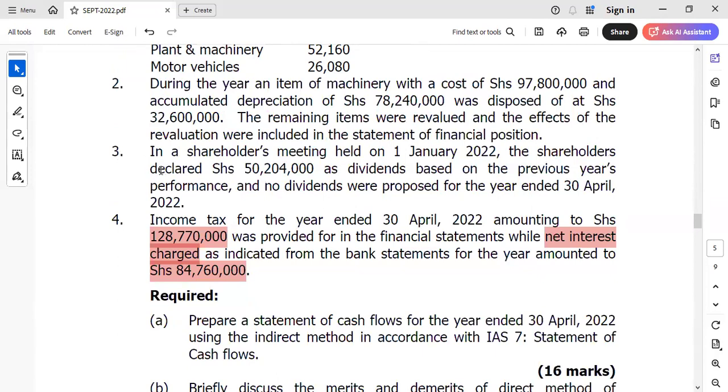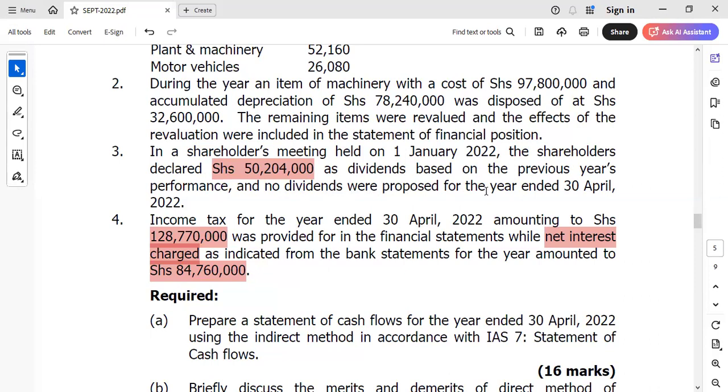And when you check in this additional information, they told us that in a shareholders meeting held on 1st January 2022, the shareholders declared shillings 50,204,000. That's what they declared as dividends based on the previous year's performance.